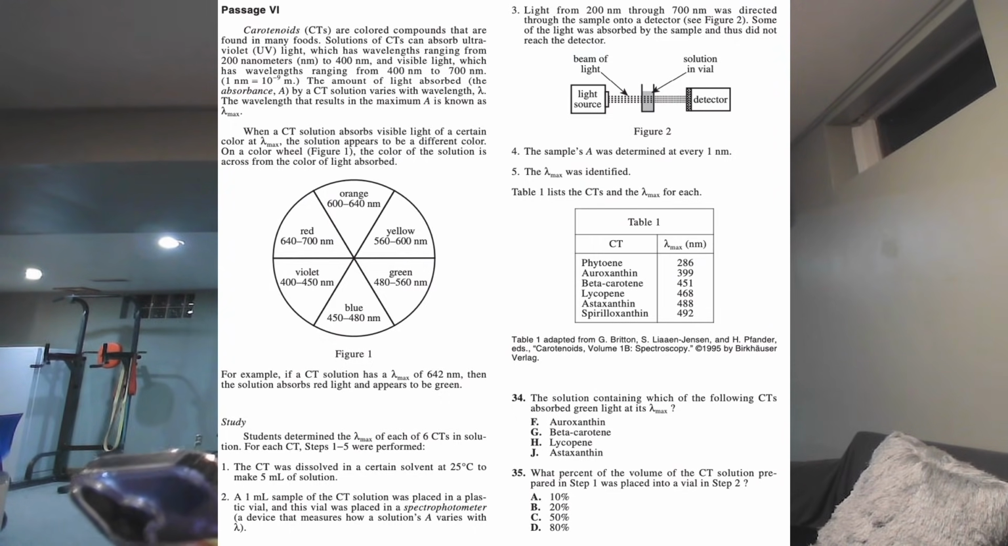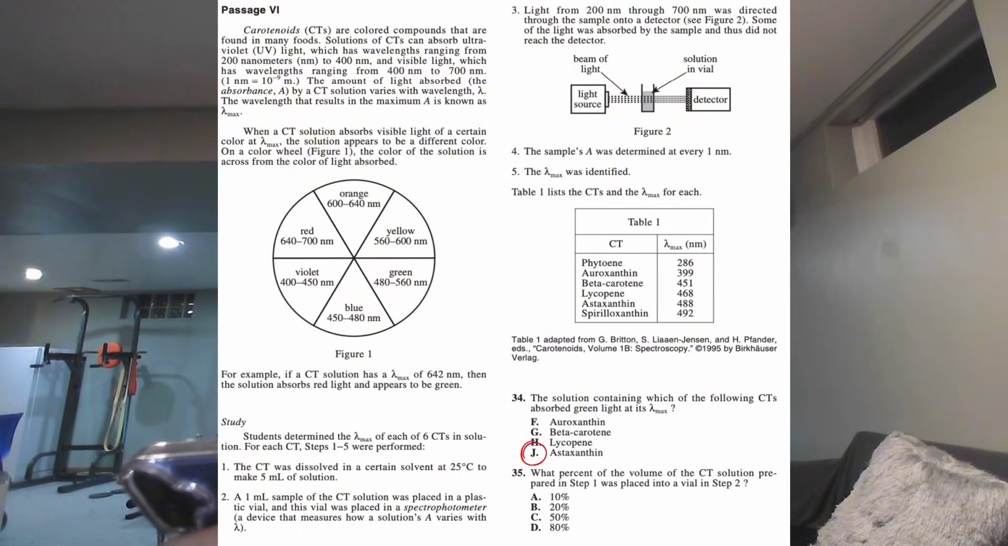And we can see that only one of the answer choices falls into that category, and that's astaxanthin, which is 488, meaning that it absorbs green light at its lambda max. And you can see that the other ones don't work because they're below the 480 threshold. So that means J will be the correct answer. Let's move on to question 35.